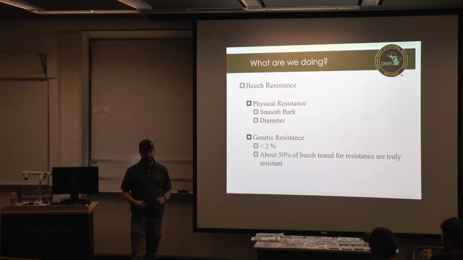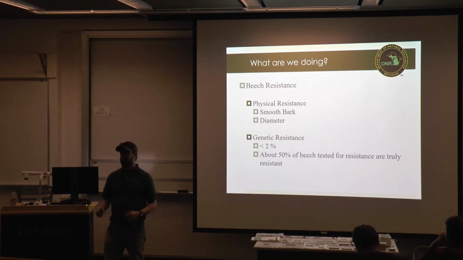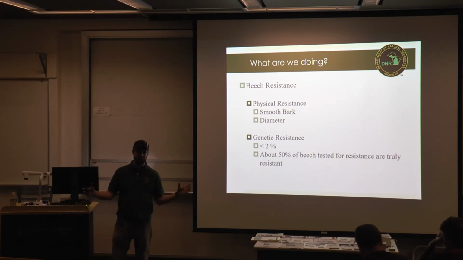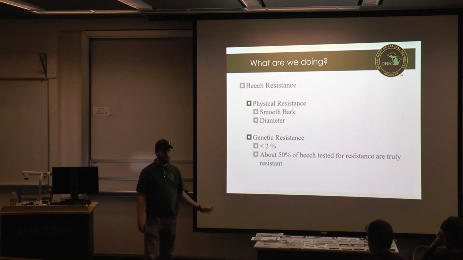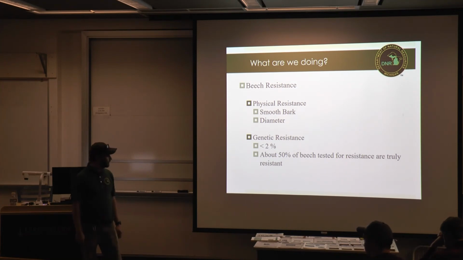And like we were talking earlier, if it's a small tree, it has a really small surface area, so it's hard for beech scale to find that tree versus a big tree that has a really big surface area. The other is genetic resistance, and that's the one that we're really trying to focus in on.